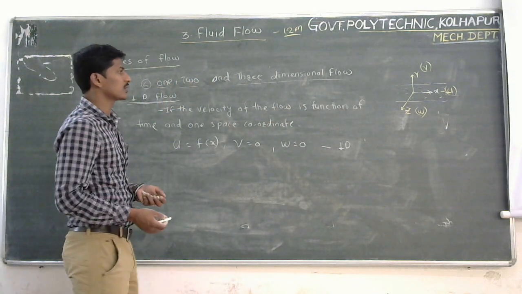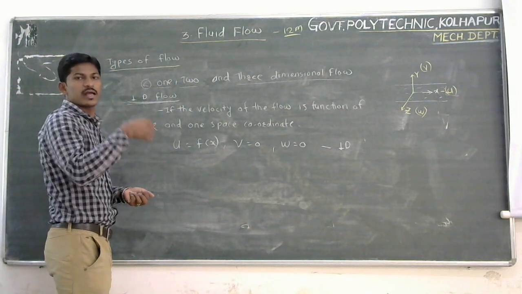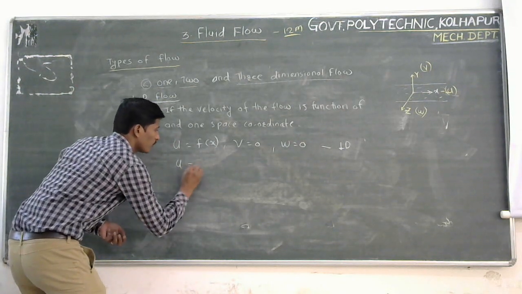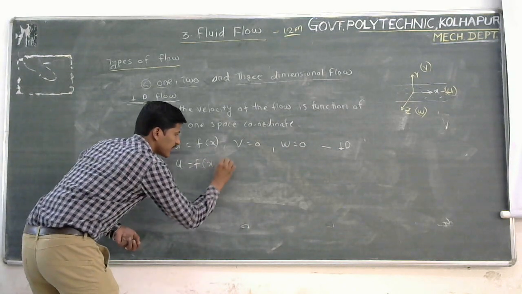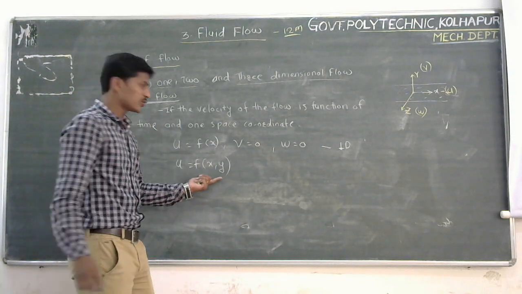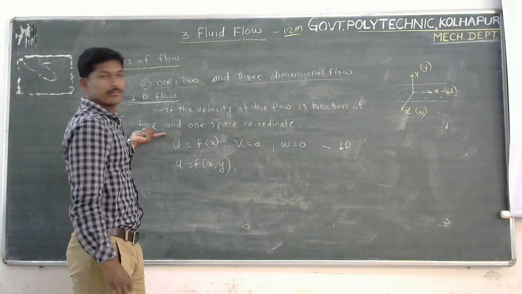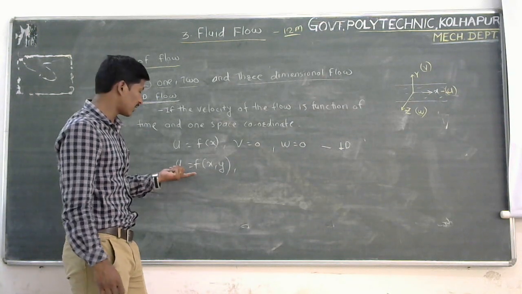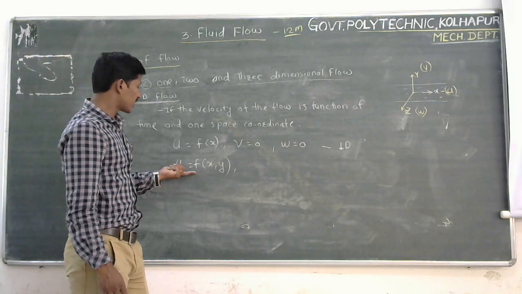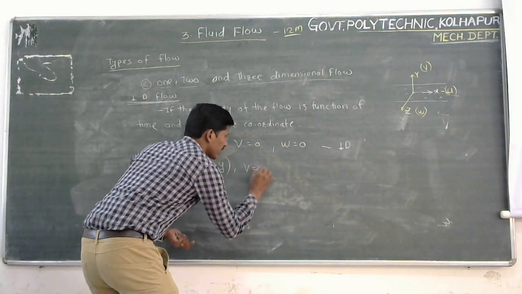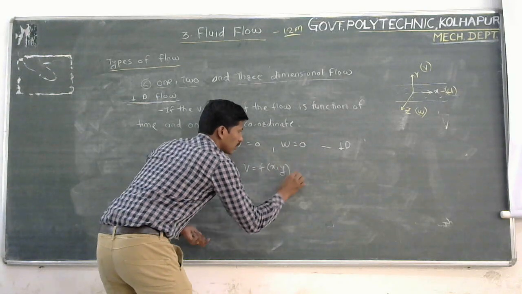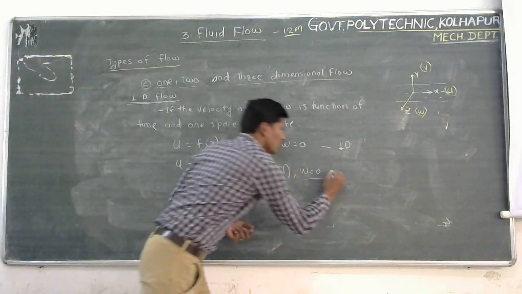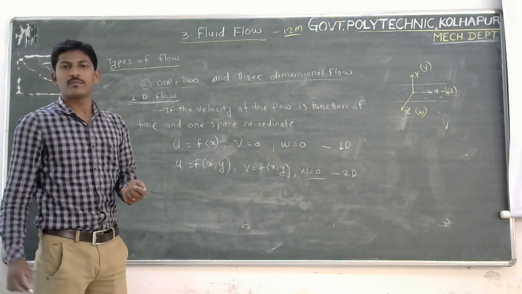Similarly, what is meant by two-dimensional flow? Two-dimensional flow is defined as that type of flow in which the velocity is a function of two space coordinates x and y, and time. Mathematically, velocity in x direction is a function of x and y, velocity in y direction is also a function of x and y, but velocity in the third direction will be 0. Then it is called as two-dimensional.